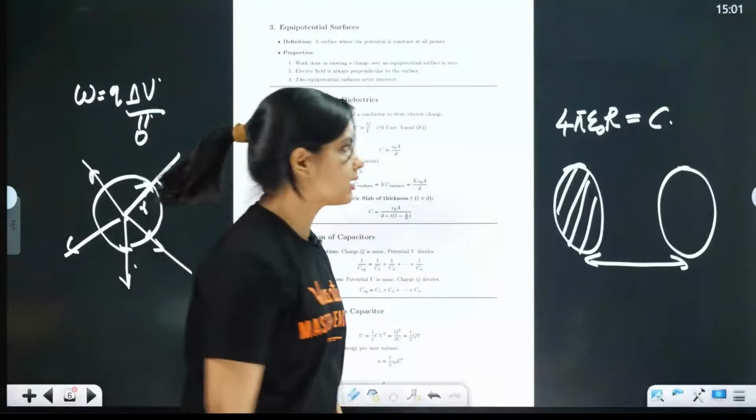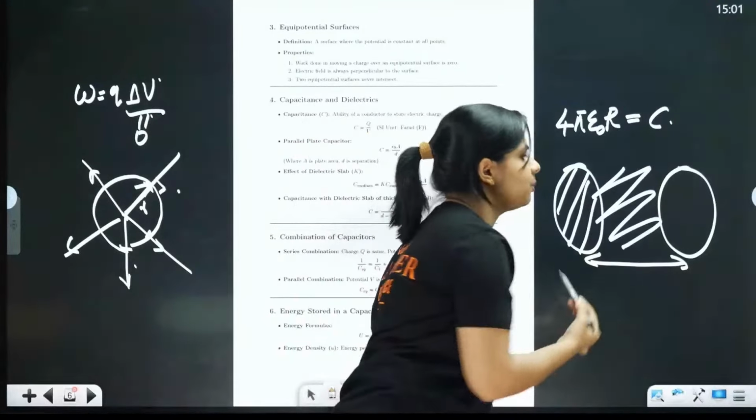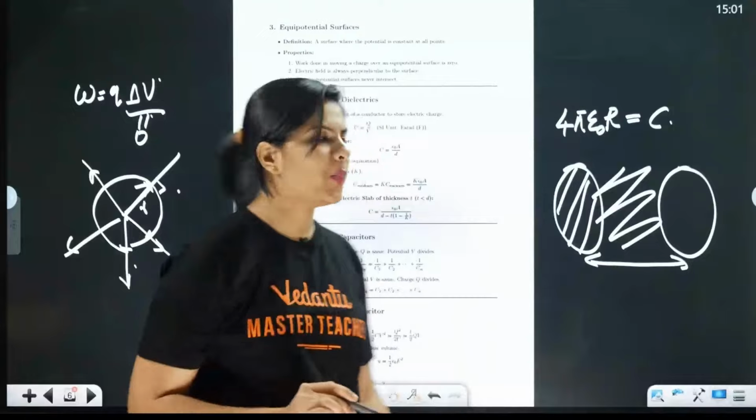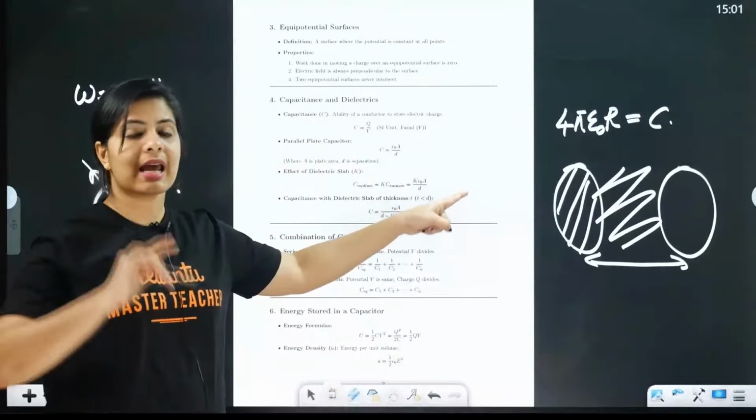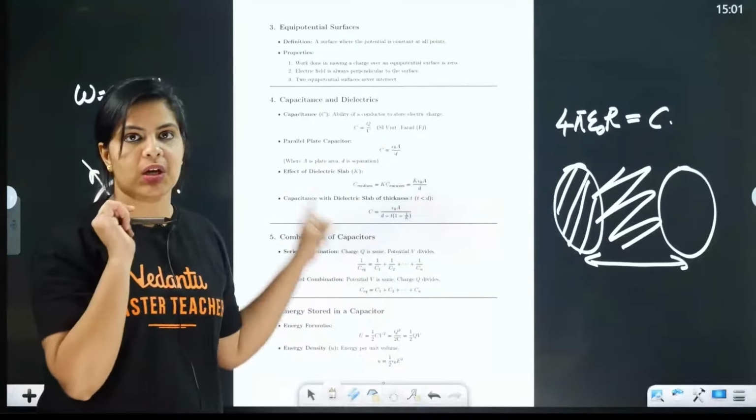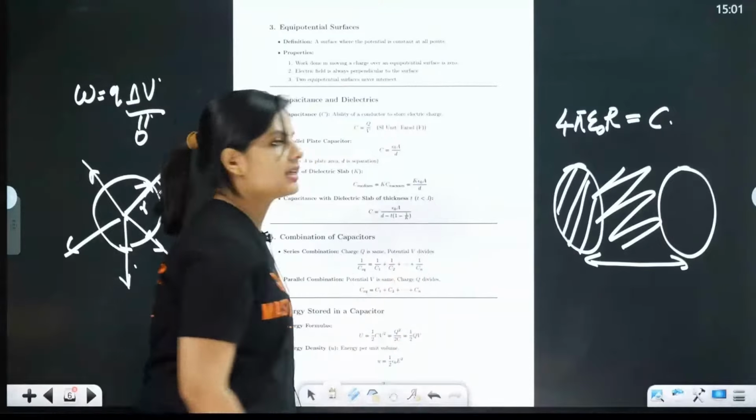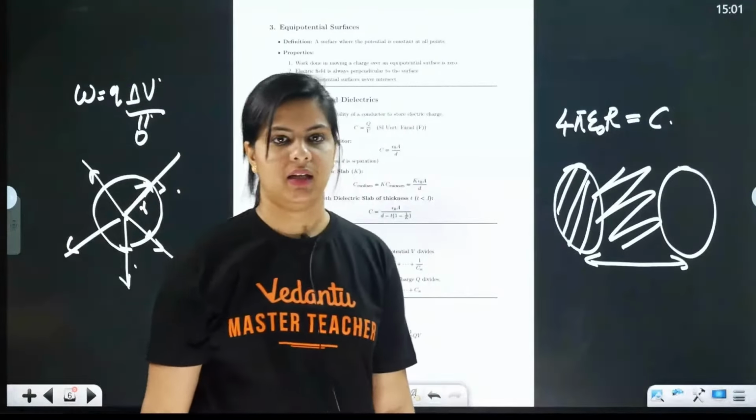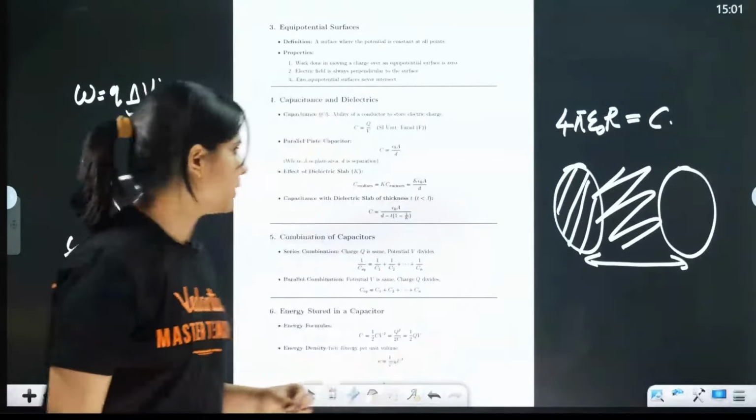Now I am keeping a dielectric medium in between the two plates. What is going to be the capacitance? It will increase by k times. So the equation is k epsilon naught times A by d. Okay? That is how it will change.